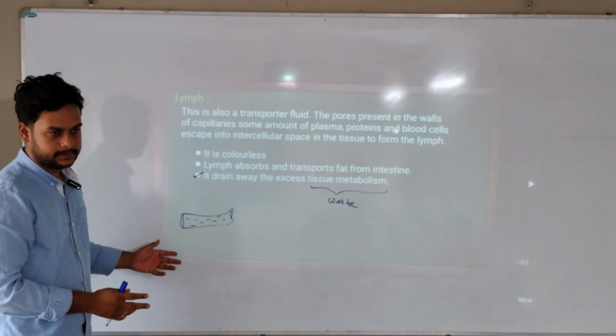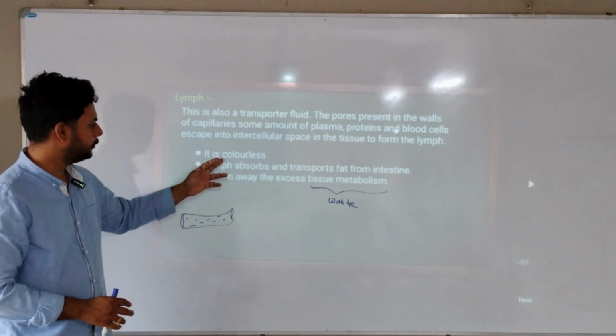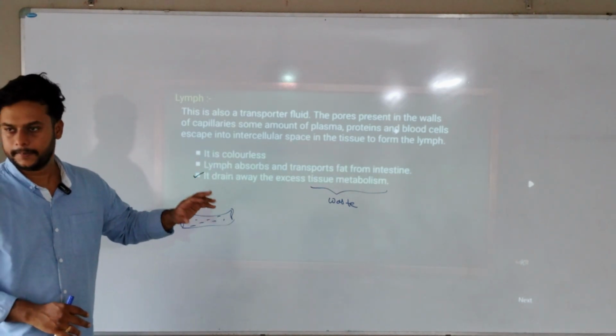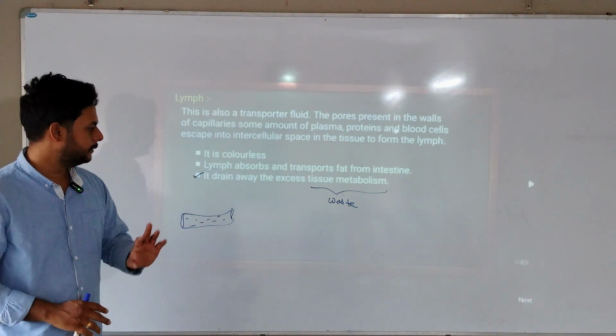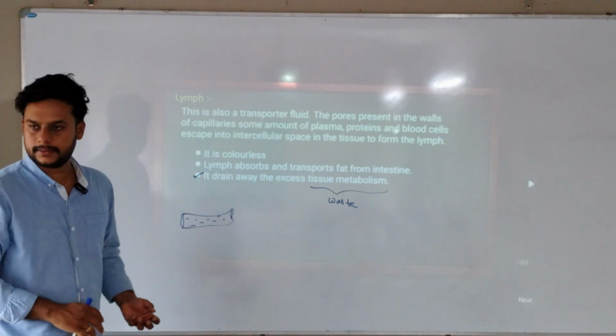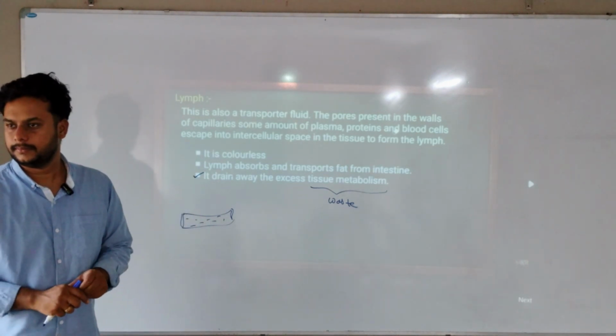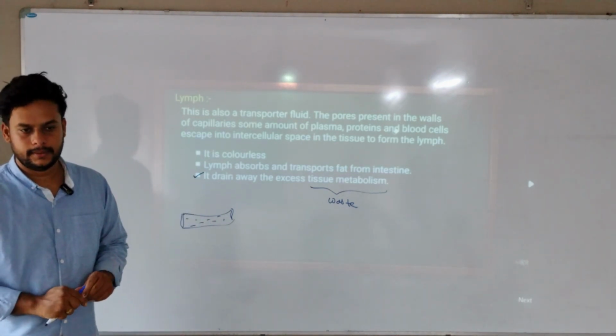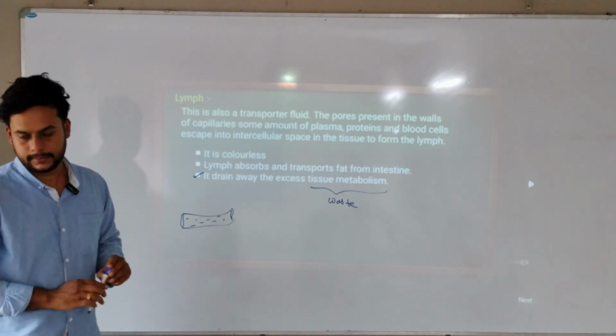And lymph is colorless. What will it do? It will absorb and transport fat from the intestine. It drains away the excess tissue metabolism. It drains away all the waste, whatever waste is getting released. Any doubts? That's about lymph. Okay. Next.